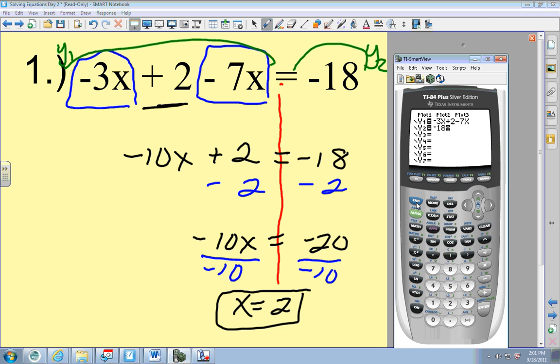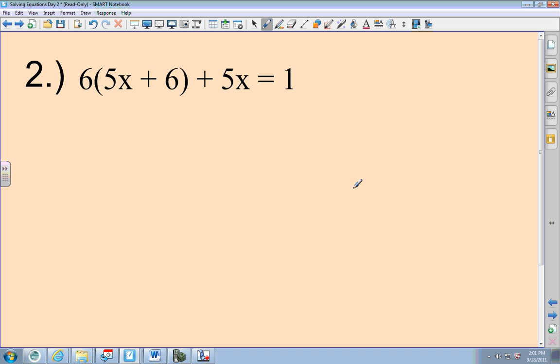I'll press second graph. I think the answer is 2. It's not going to magically show up. You have to go and find it. Well, there's x. Whoops, x is 2 right here. y1 and y2 are both negative 18. That means that I am correct. Going to the next one. Pause the video. Come back and see how you do.